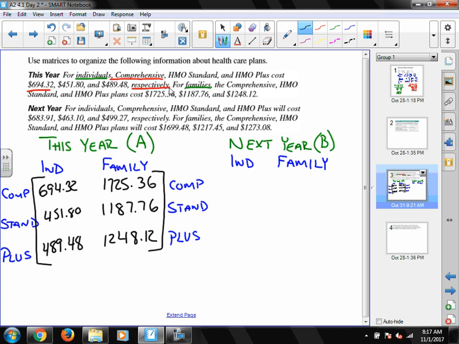So an individual comprehensive next year is going to be $683.91. Standard is going to be $463.10. And a plus is going to be $499.27. Then, for a family, the standard is going to be $1699.48.